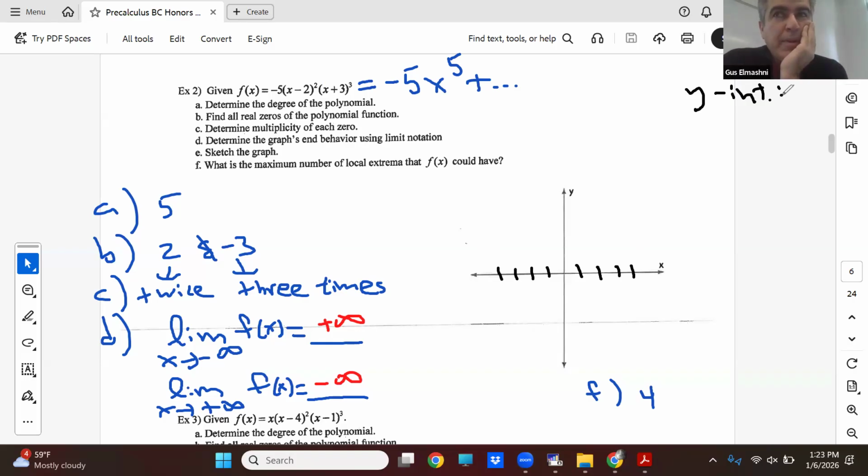Anyone know what the y-intercept would be? I want to do the mental math. Yeah, it's not too bad. What if you plug in 0 to (x minus 2) squared? What do you get?